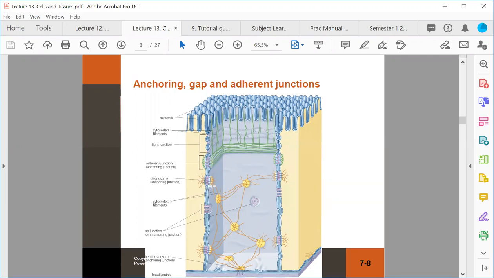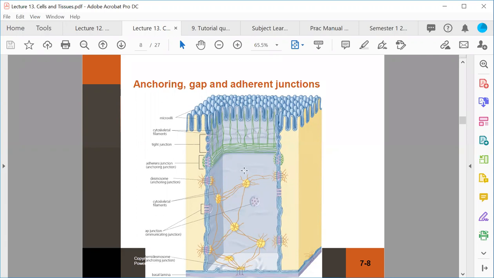Another type of anchoring junction here. Here we have a communicating junction, otherwise known as a gap junction. There's another example there to the inside of the cell. And another type of anchoring junction at the bottom here.